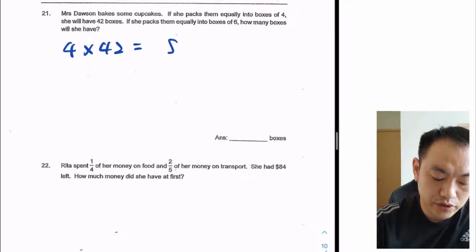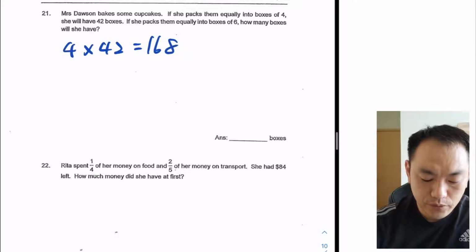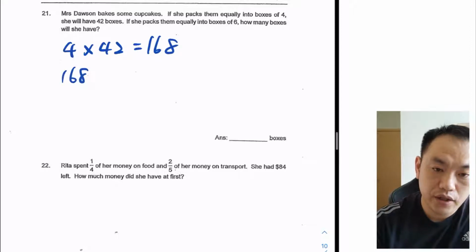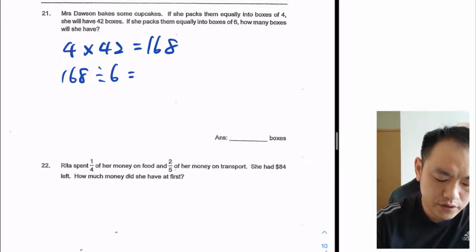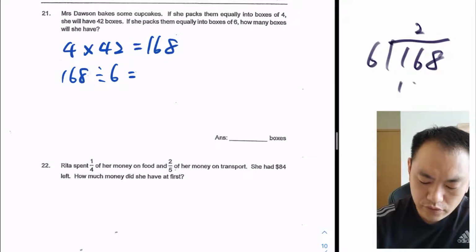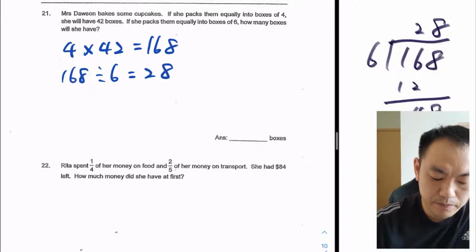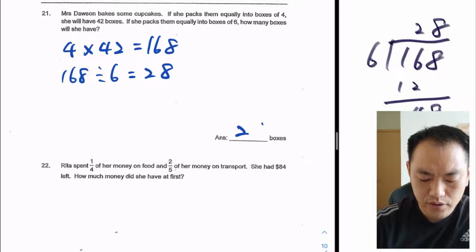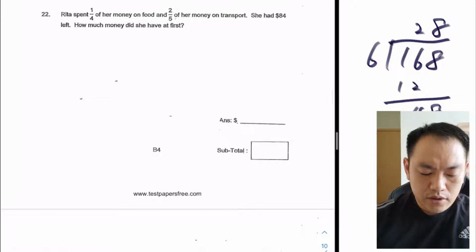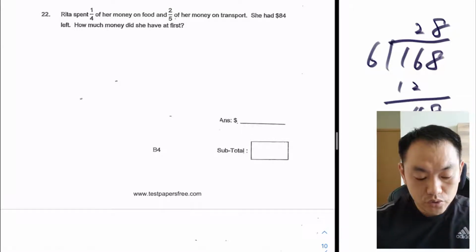So this will be 168. Now if you pack in boxes of 6, you take the total number of cupcakes divided by 6, which will give you 168 divided by 6, 2, 12, 48, 28, 8 here. Okay, so it will be 28 boxes. So the answer will be 28. Okay, this should be quite straightforward. Let's move on to question 22.